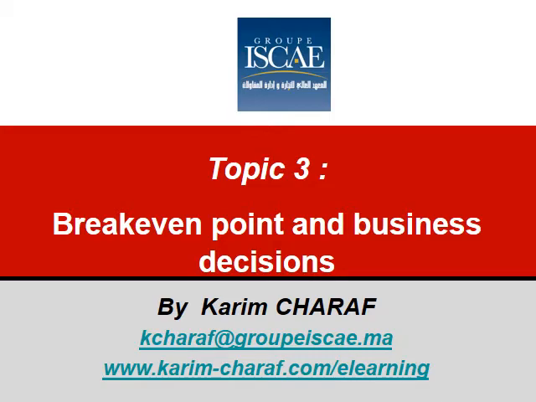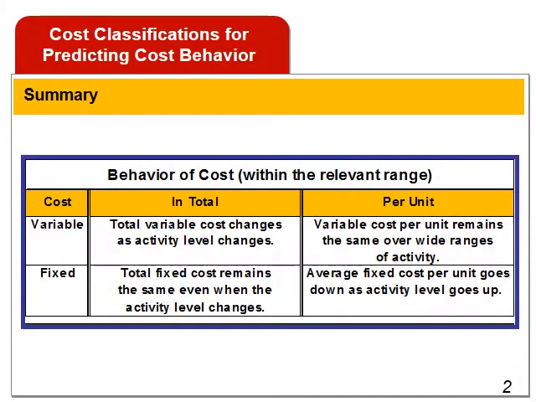By Karim Sharf. Take a few minutes and review the summary of cost behavior for variable and fixed costs. Total variable cost varies in direct proportion to changes in the level of activity. Although variable costs change in total as the activity level rises and falls, variable cost per unit is constant. Fixed cost: a cost that remains constant, in total, regardless of changes in the level of the activity.